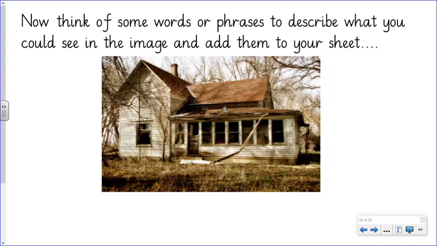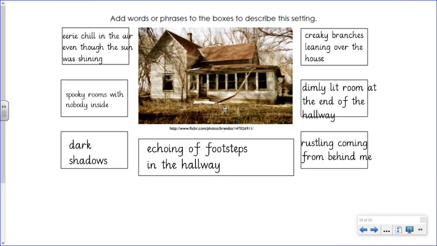Okay, what did you come up with? Let's see. I've got an eerie chill in the air even though the sun was shining. Spooky rooms with nobody inside. Dark shadows. Echoing of footsteps in the hallway. Creaky branches leaning over the house. Dimly lit room at end of the hallway. Rustling coming from behind me. Okay, did you think of something creepier than I did? I'm probably sure that you did.